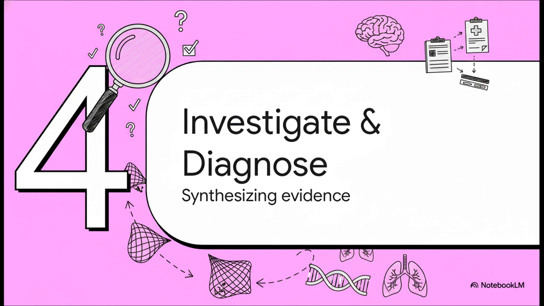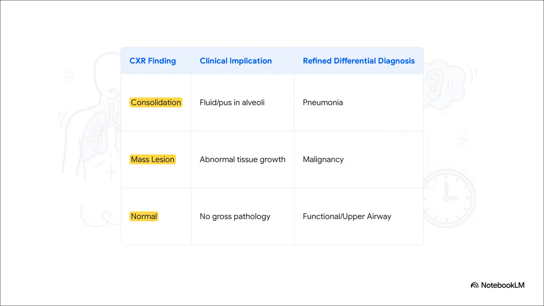All right, time to bring in the forensic tools. And remember, ordering investigations is not a random fishing expedition. Every single test you order should be targeted. It should be selected specifically to either confirm or rule out one of the diagnoses you've already carefully constructed from the history and exam. Often, a chest X-ray is your first and most powerful investigation, and as you can see here, the findings can just dramatically narrow down your differential.